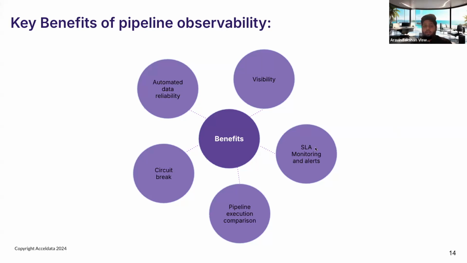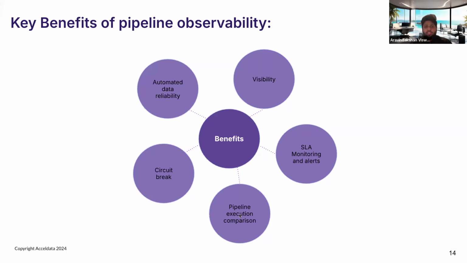And the SLA monitoring and alerts. Within the accelerator pipeline observability, you can configure the pipeline monitors to track the SLAs at the pipeline level, job level, span level, or even event level. So these are the different options available to users in order to monitor the SLAs.